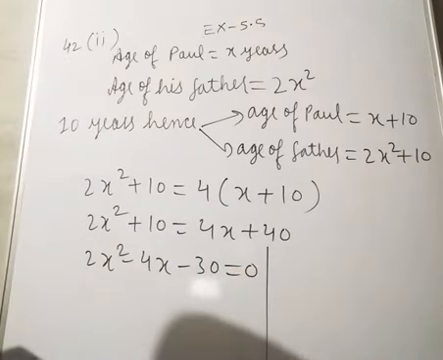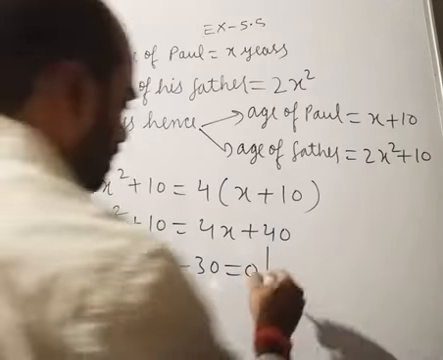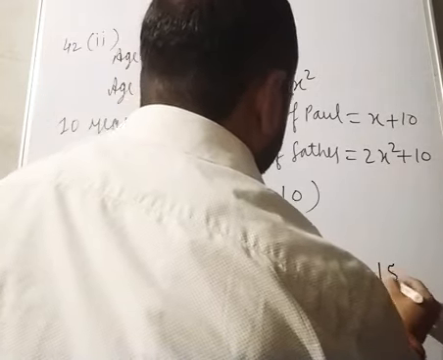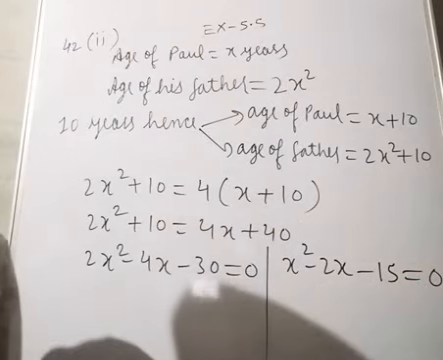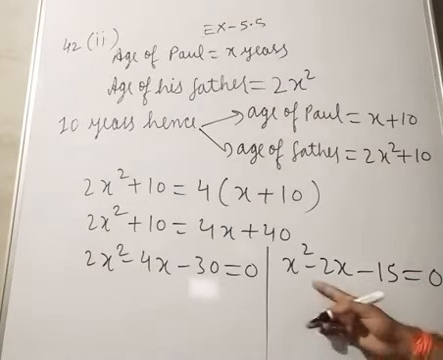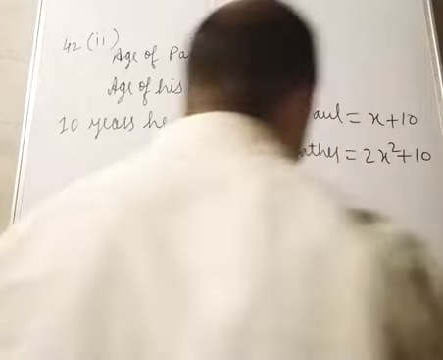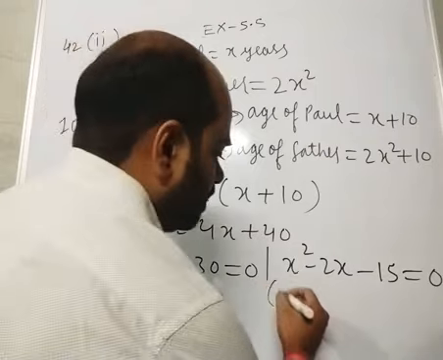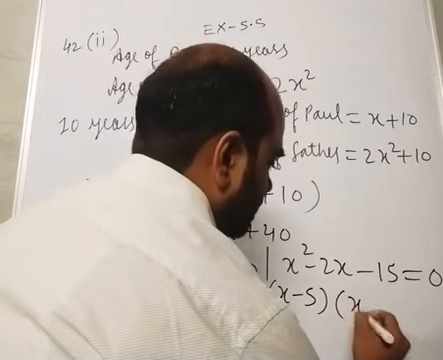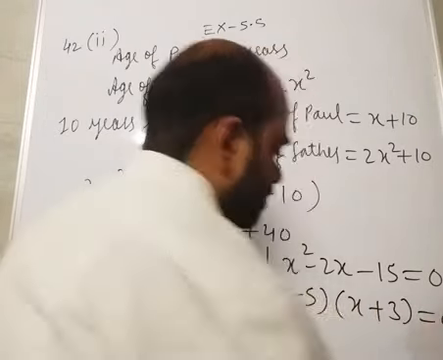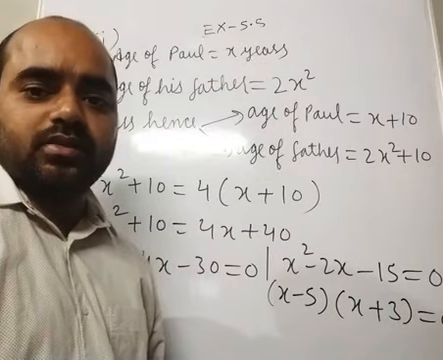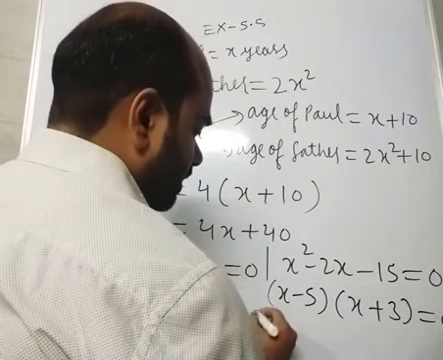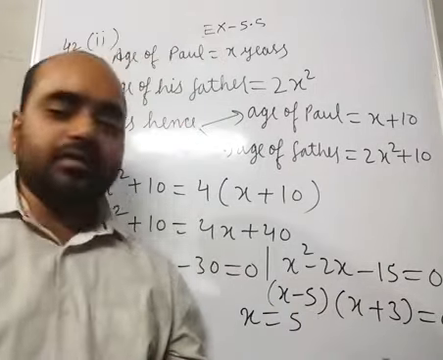Now throughout 2 is common. This will give x square minus 2x minus 15 is equal to 0. It means minus 5 and plus 3. Now this will be x minus 5 and x plus 3 is equal to 0. Minus 5 plus 3 is minus 2, and minus 5 into 3 is minus 15. One value we will take, x is equal to 5, and we will reject x is equal to minus 3.